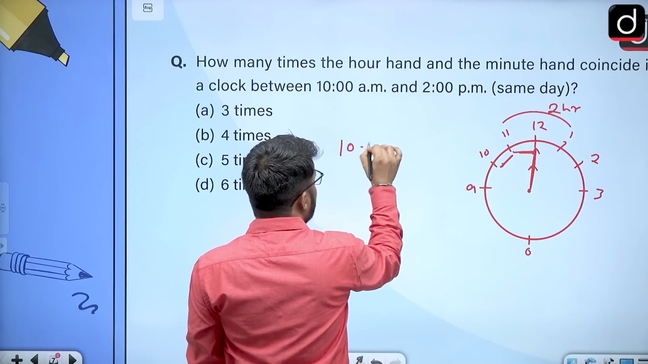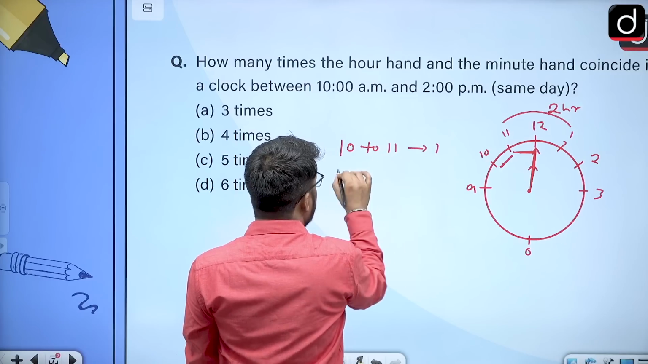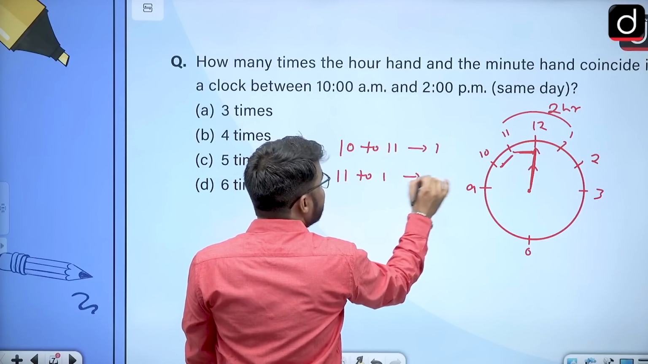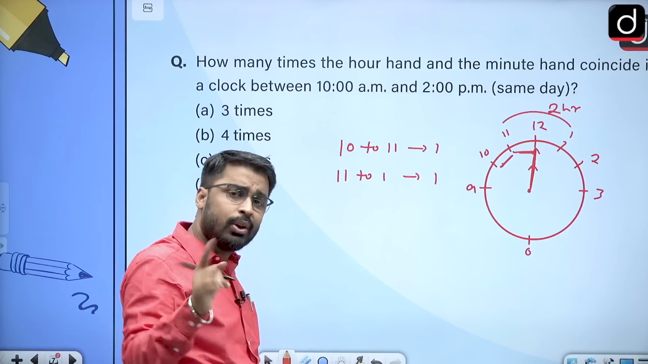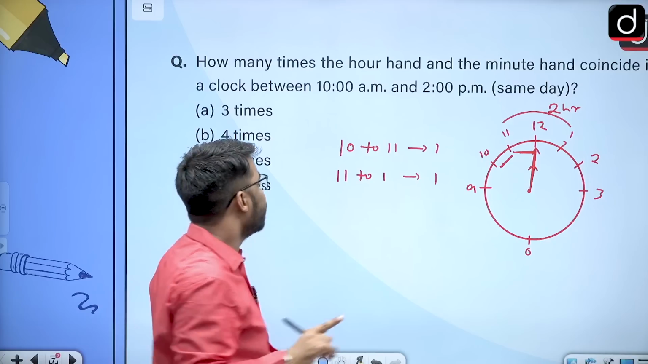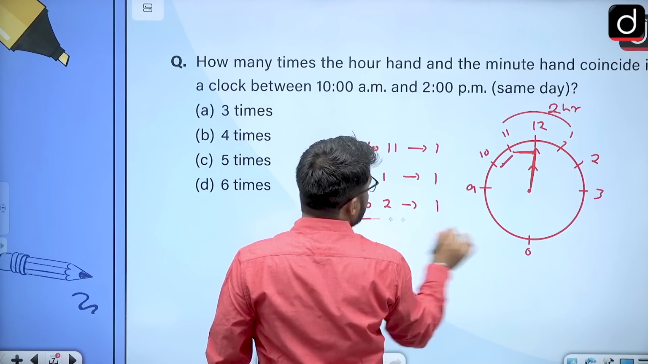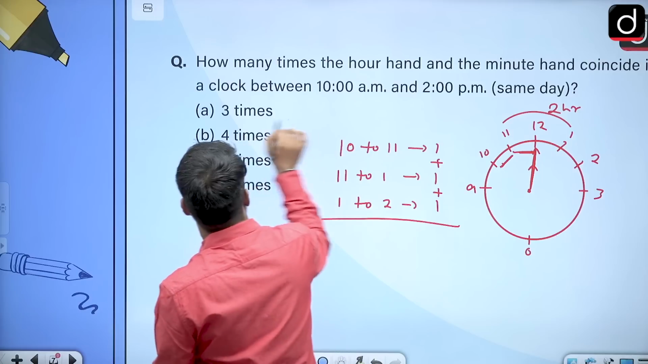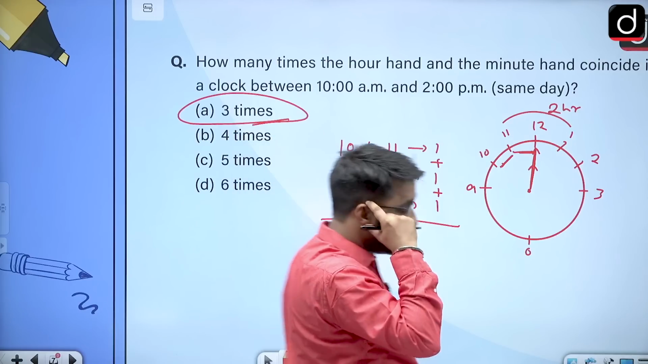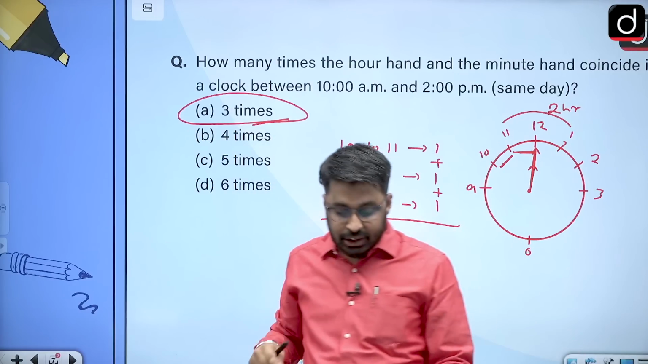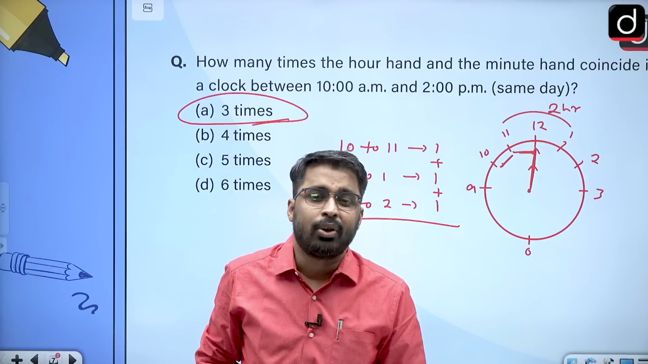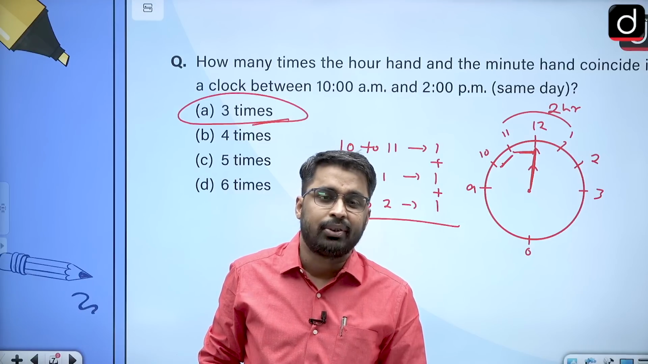So 10 to 11, coincidence is one time, then 11 to 12 and 12 to 1, it will be only one coincidence at 12 o'clock, and 1 to 2 coincidence will be one more time. So total coincidences will be 3 times. See, remember that the coincidence formed at 12 o'clock is going to be a common coincidence of 11 and 12 and 12 and 1.